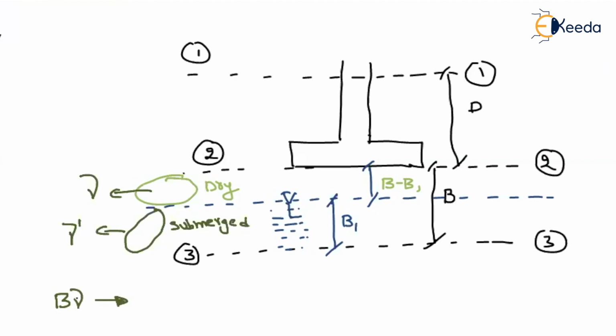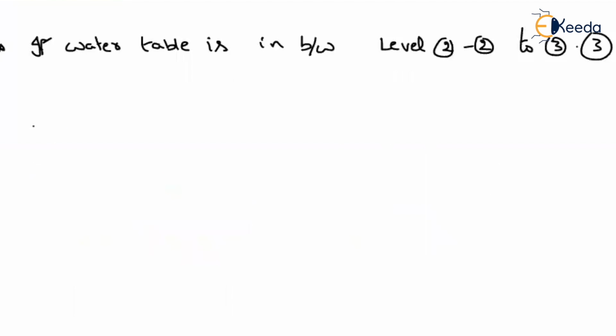So instead of taking gamma throughout the depth, we divide the width term into two parts. In the portion B minus B1, our soil is in the dry state, so you simply consider gamma. Plus, up to a depth of B1, your soil is under submerged condition, so here you have to consider gamma dash. That's it. Now substitute in the equation. What equation will we get?